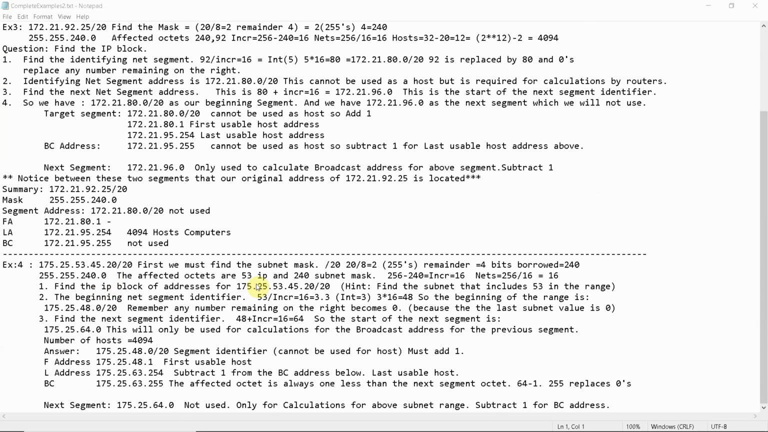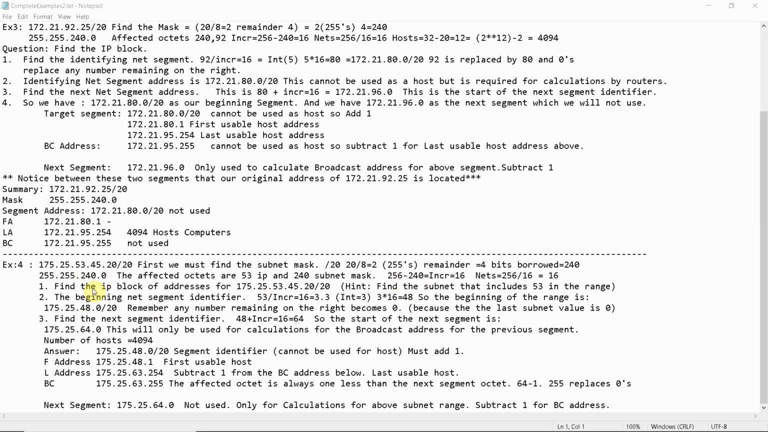So on this one, find the subnet mask, which is pretty easy. It's a /20. You divide that by 8, you get 2, with 4 remainder, and you know what to do there. You got two 255s, you got 240, you got 0. The third one over is your affected octet, the affected octet in the IP. So let's go ahead and get the rest of our stuff.